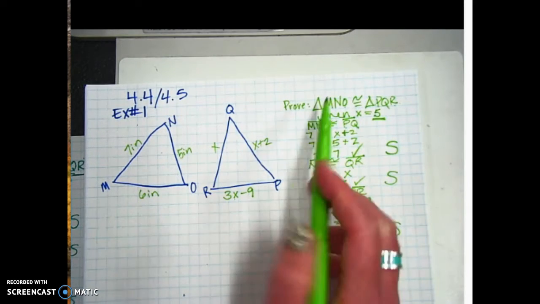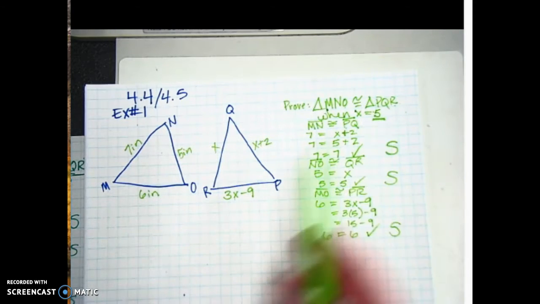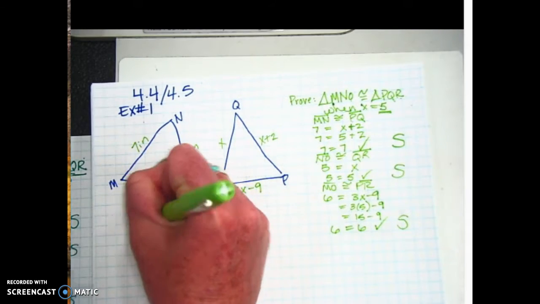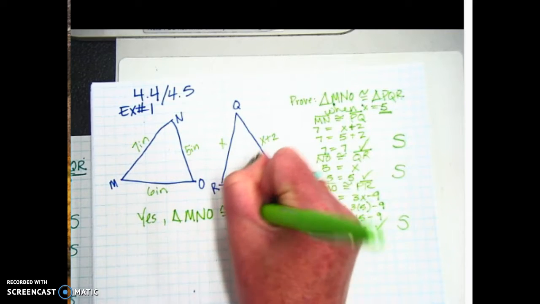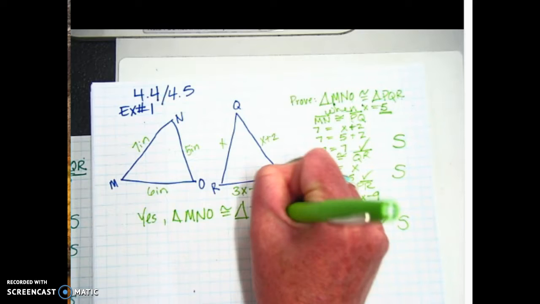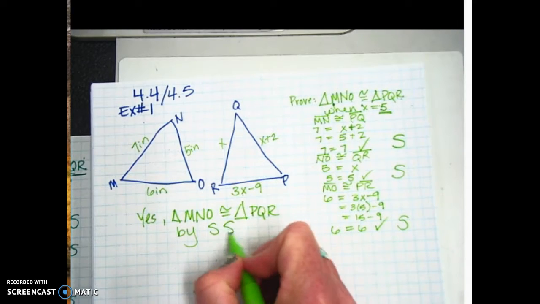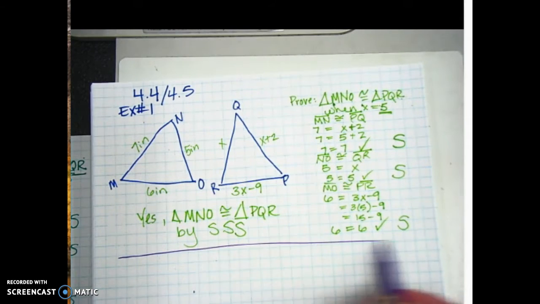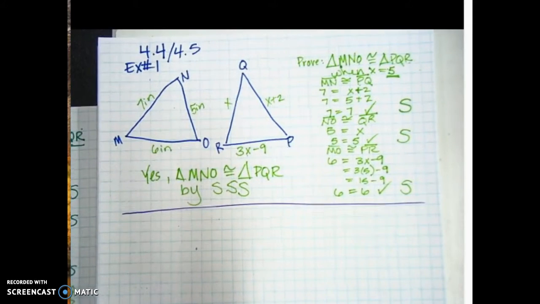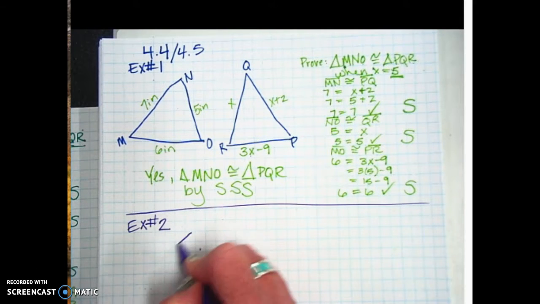And did we prove that triangle MNO is congruent to triangle PQR? Yes, they are congruent. Triangle MNO is congruent to triangle PQR. And we used which of the 5 congruences? Side, side, side, right? We wrote SSS. Any questions on example number 1 there? All right, example number 2.